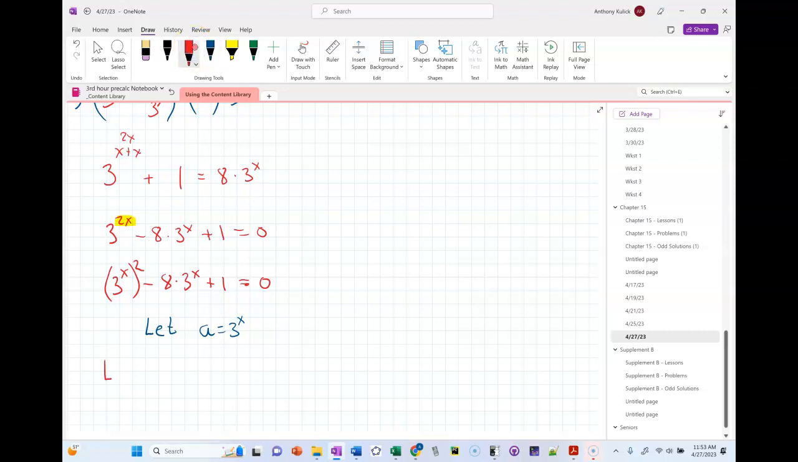So if we just imagine that instead of 3 to the x, we just have some different variable. Let's call it a. Now it looks explicitly quadratic, right? I just replaced the 3 to the x's with a different variable name so that instead of looking kind of like a quadratic, it is just a quadratic.